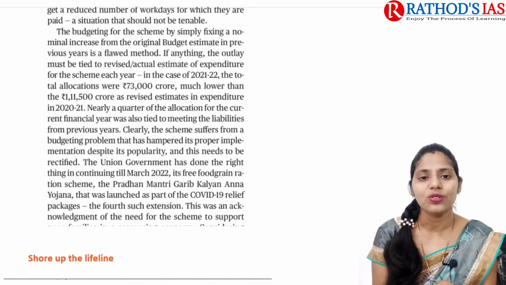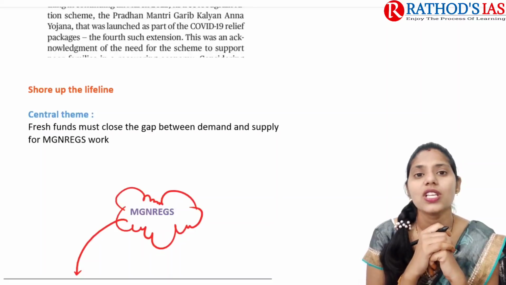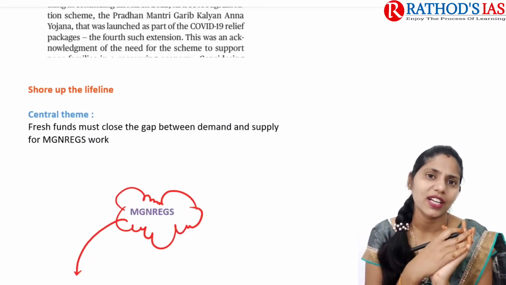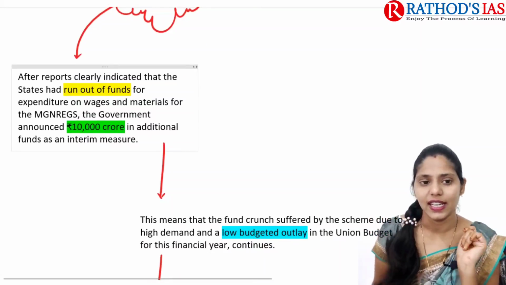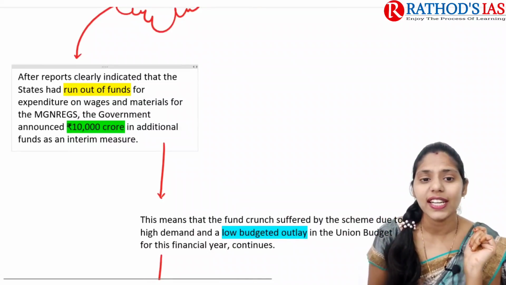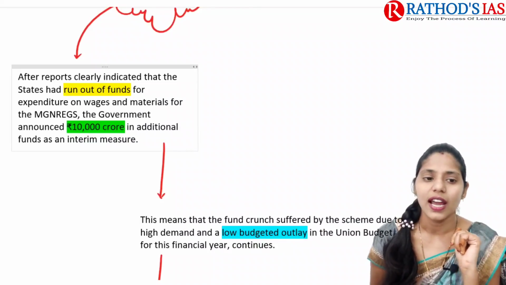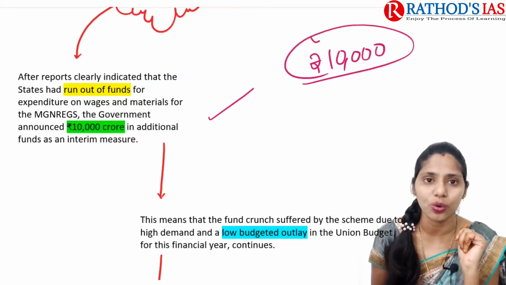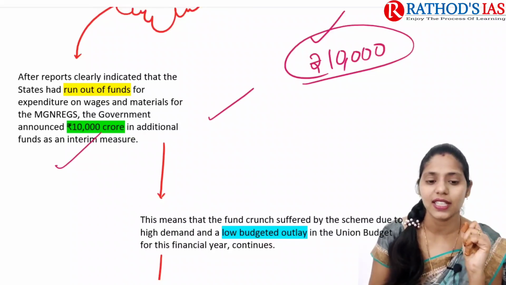So now let us try to see this article. The title says "Shore Up the Lifeline". This article is mainly talking about MGNREGA. In yesterday's lecture, we studied some background regarding this topic, and now let us see what is given in this article. After reports indicated clearly that states are running out of funds, the government recently said that they are going to allocate about 10,000 crore rupees in additional funds for this MGNREGA scheme.